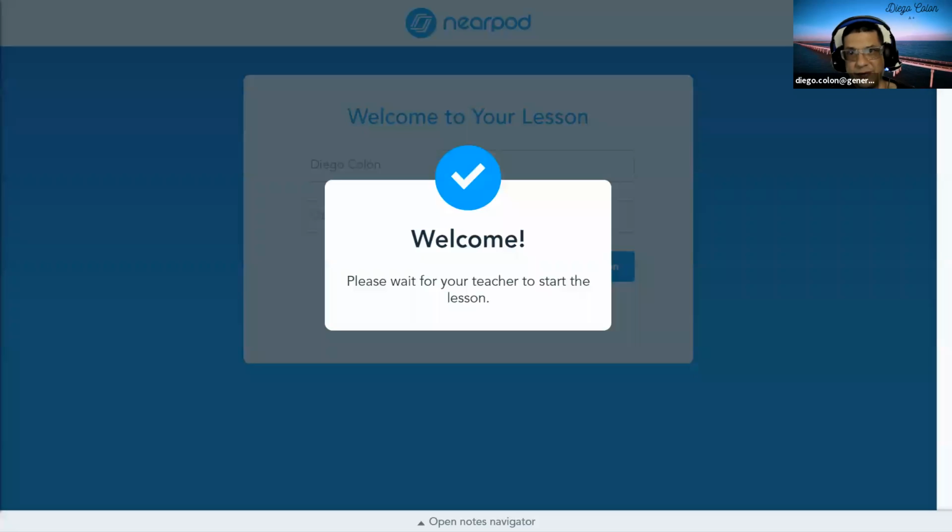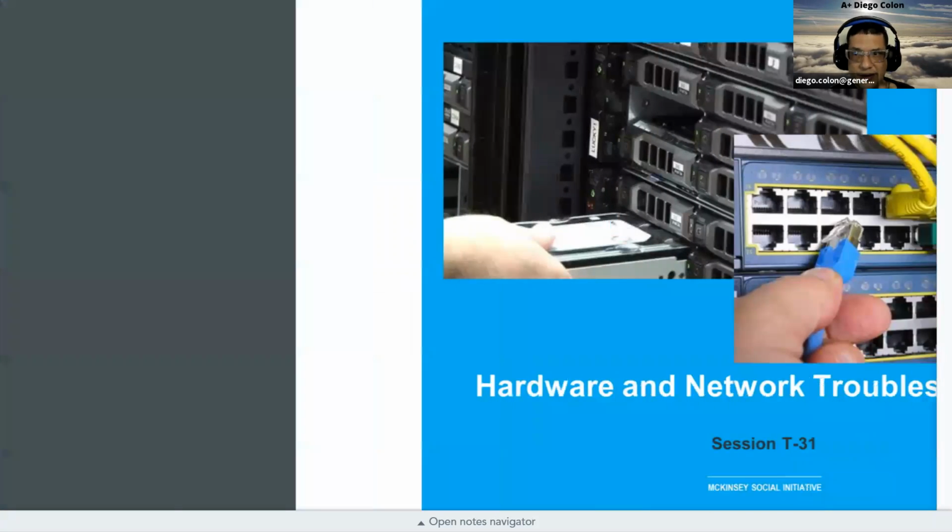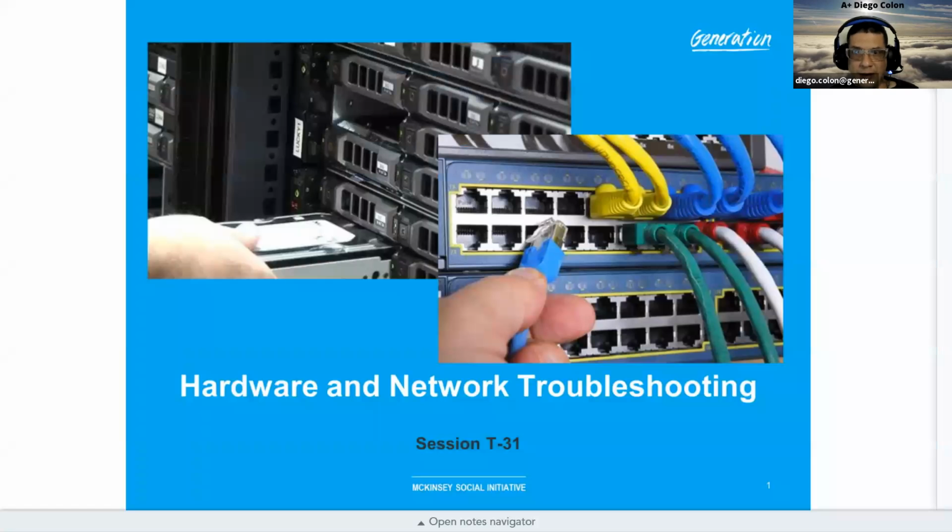For this session, we're going to be reviewing hardware and network troubleshooting overall, to review the common hardware and network issues that may arise. As we stated before, most of the steps are going to be the same. The only variance between computers versus networks is in the steps of troubleshooting.